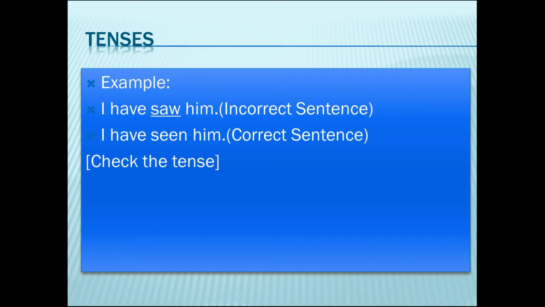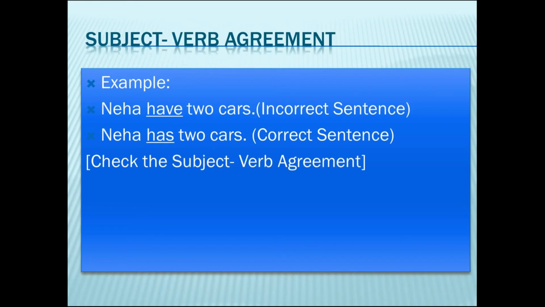Now, once we have done this, we have checked the tense of the sentence. Next comes subject verb agreement. Check the subject. Is it singular or plural? And then the verb used along with it. Is it right or not? That is, the subject and verb should agree with each other.